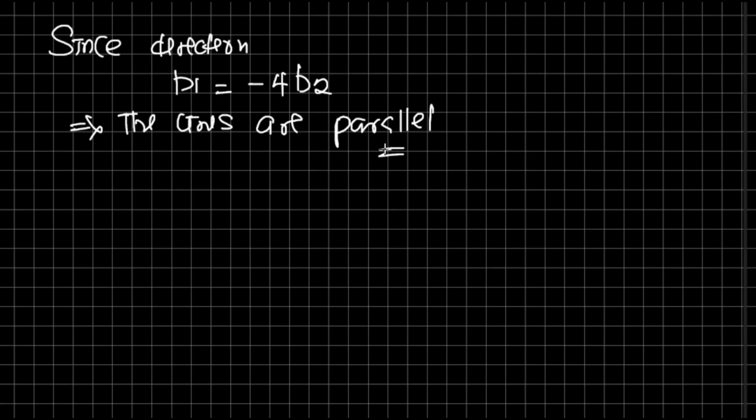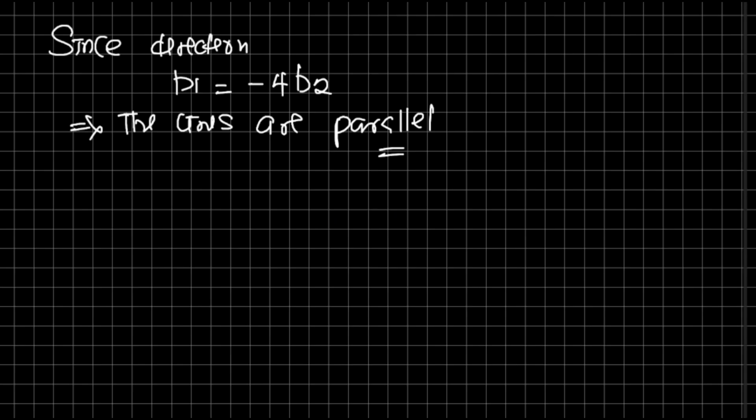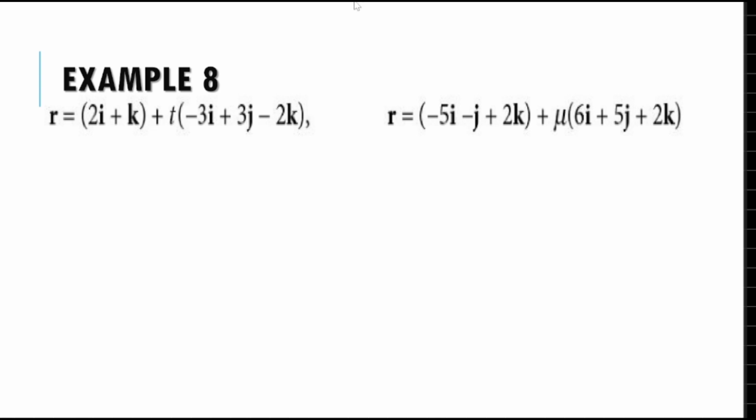Since they are parallel, we don't need to find the intersection. Of course, since they are parallel, they will not intersect. So we don't need to do anything, just conclude that they're parallel. That means before you solve anything, make sure you check the conditions first before you assume parallelism.